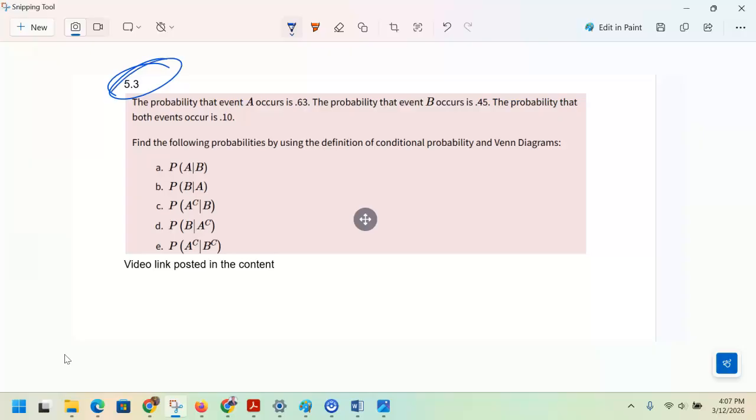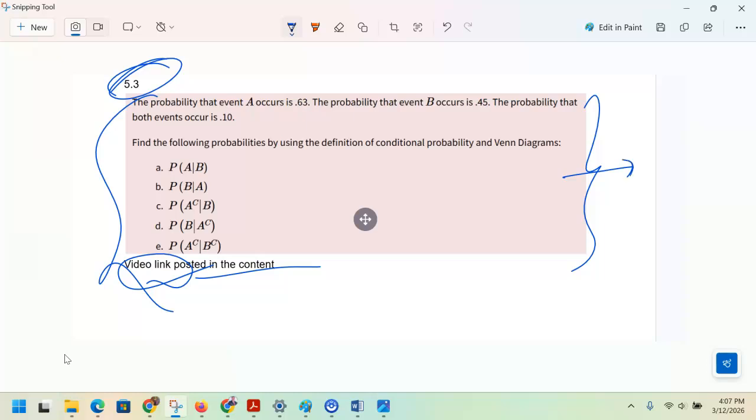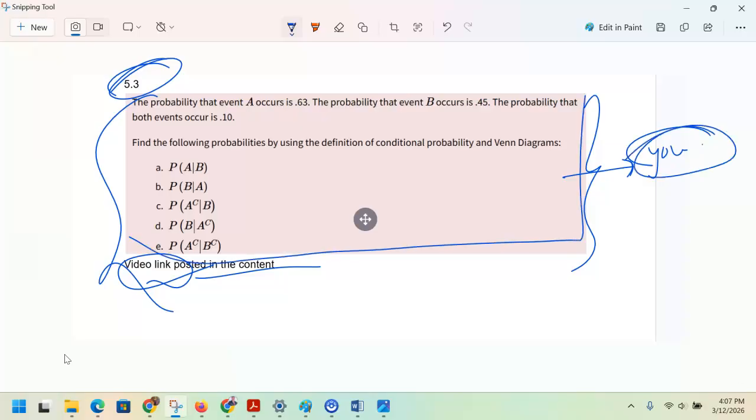Question number 5.3. For this question I have a separate video. I already read the video link poster. I will attach it. It is on my YouTube channel somewhere, in my other class when I was teaching. I made this video. It's a big, nice rigor problem.